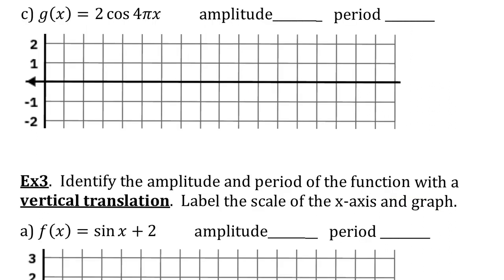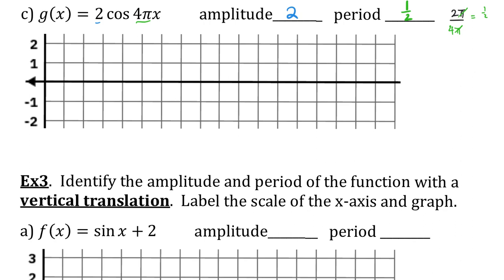Okay, let's try cosine graph, and then we're going to do a vertical translation. So cosine, amplitude is 2. Period is 2 pi divided by 4 pi. Okay, then pi's cancel. 2/4. What does that simplify to? 1/2. Okay, the period's 1/2. We're not going to freak out because we know all we have to do is change our x-axis.